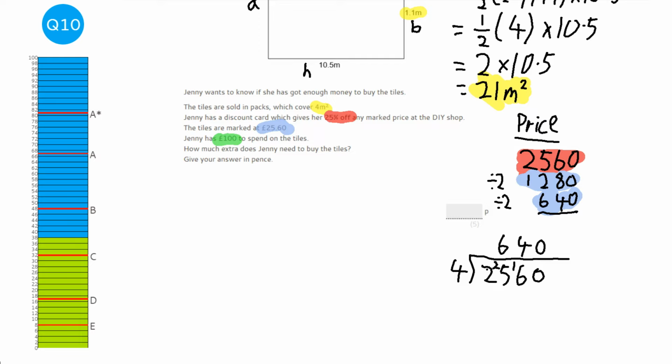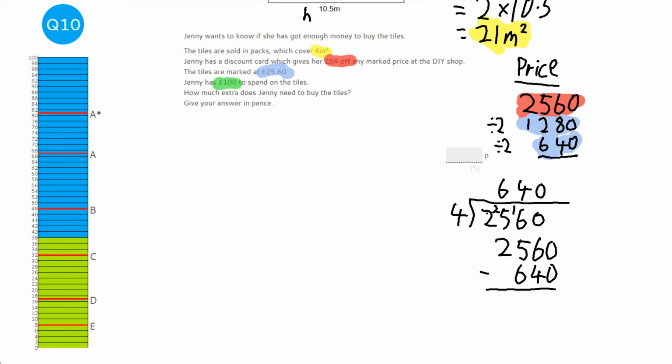Or I could just take away 640 from 2,560. So 2,560, take away the quarter. 0 take away 0 is 0, 6 take away 4 is 2. Can't do that, so we're going to have to nick one off the 2. 15 take away 6 is 9. 1 take away nothing is 1. So she's going to pay 1,920. So that's how much money she's going to pay. And that's in pence.